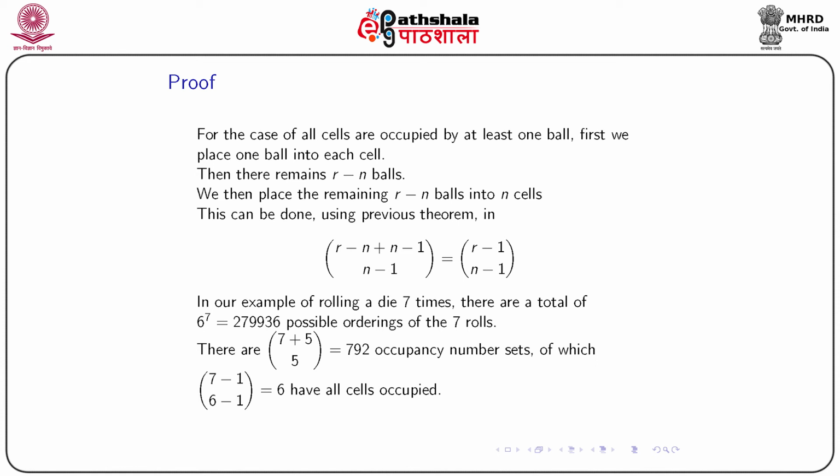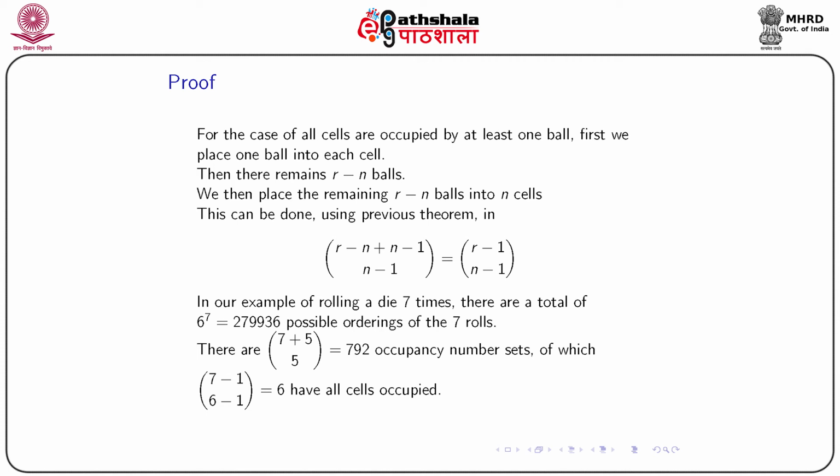In our example we are talking about rolling a die 7 times. There are a total of 6 to the power 7 possible orderings of the 7 rolls, but there are 7 plus 5 choose 5, that is 792 occupancy number sets, of which 7 minus 1 choose 6 minus 1, which equals 6, have all cells occupied. So if we put the restriction that all cells are occupied, then we have 6 arrangements, but if we don't have any such restriction, then the number of arrangements will be 792.